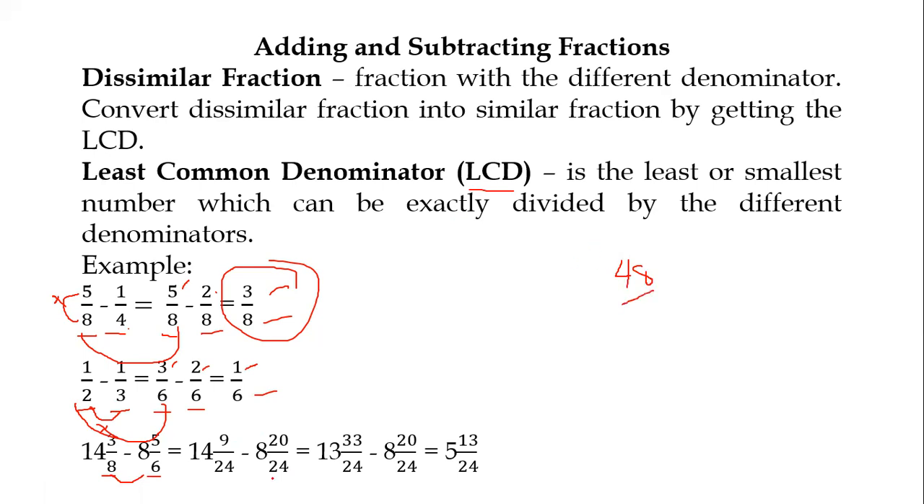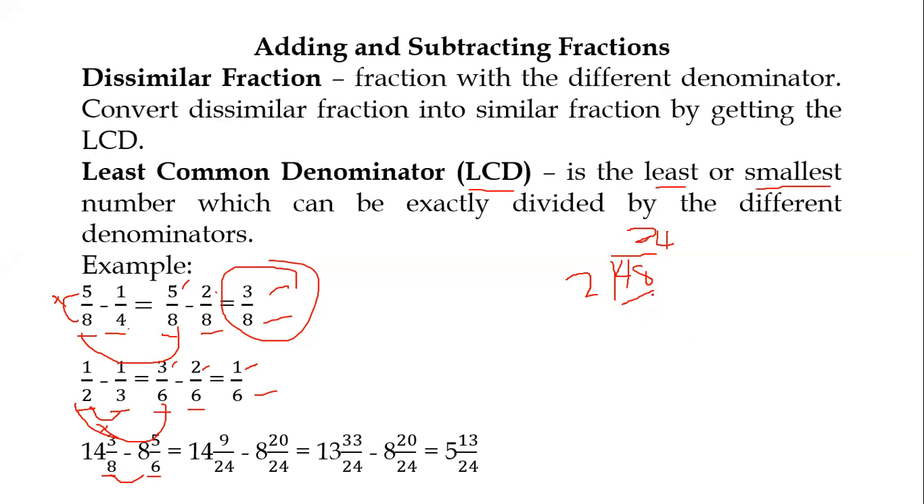But sabi kasi natin ay the least, no? Least or smallest number. 48 yung sagot ng 8 times 6. Pwede natin muna siyang i-divide into 2, no? Just to make sure na pwede yung magiging sagot nito, kasi ang hinahanap kasi natin ay least, no? So after multiplying the denominator, i-check muna natin kung pwede pa ba yung sagot kapag dinivide natin sila sa 2, no? So 48 divided 2, that is 24.